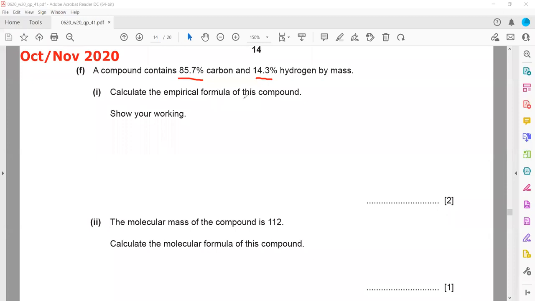To calculate the empirical formula, we follow these steps. What is the first step? We divide by relative atomic mass, using a periodic table. Carbon is 12 and hydrogen is 1. So 85.7 divided by 12. What's the answer?